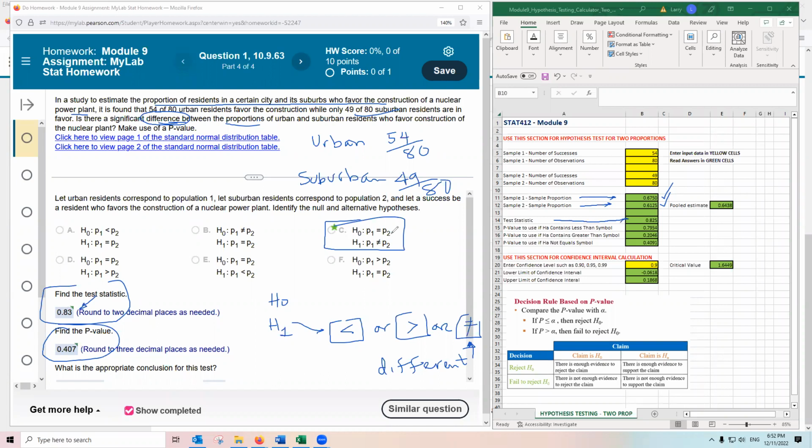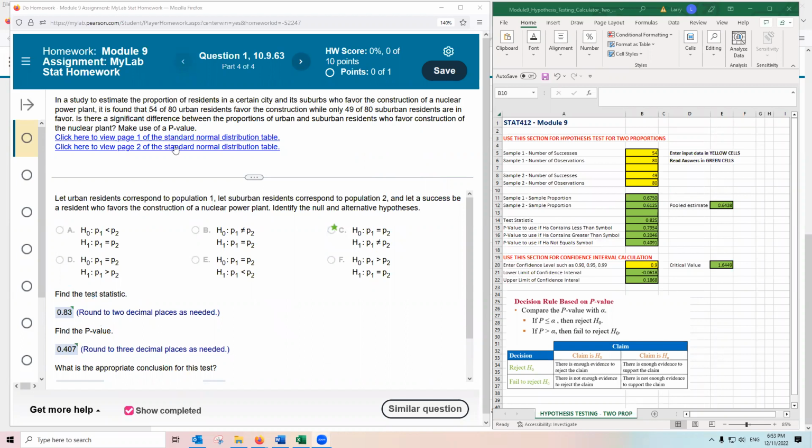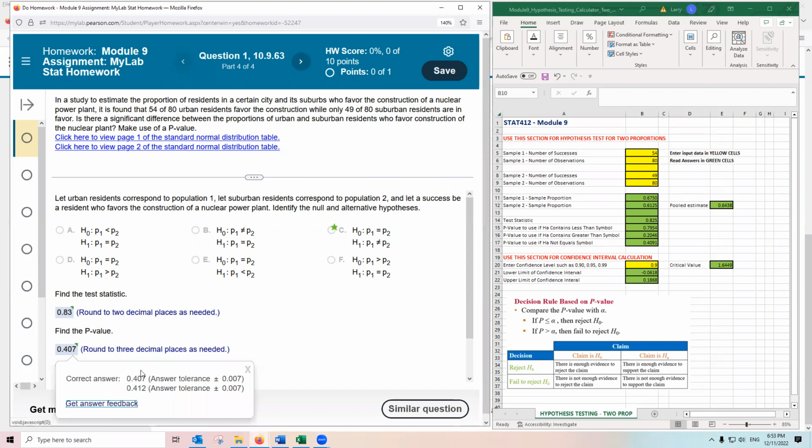All right, now, remember, our alternative had a not equal symbol. So I'm going to come over here to this p-value because we're using a not equal symbol in the alternative. I'm seeing the p-value is 0.409. MyLab has a little bit of a tolerance built in. The reason there's a little bit of a tolerance here is because you get a slightly different answer if you use these lookup tables versus using Excel. So if I click here, you'll notice there is an answer tolerance built in for us.